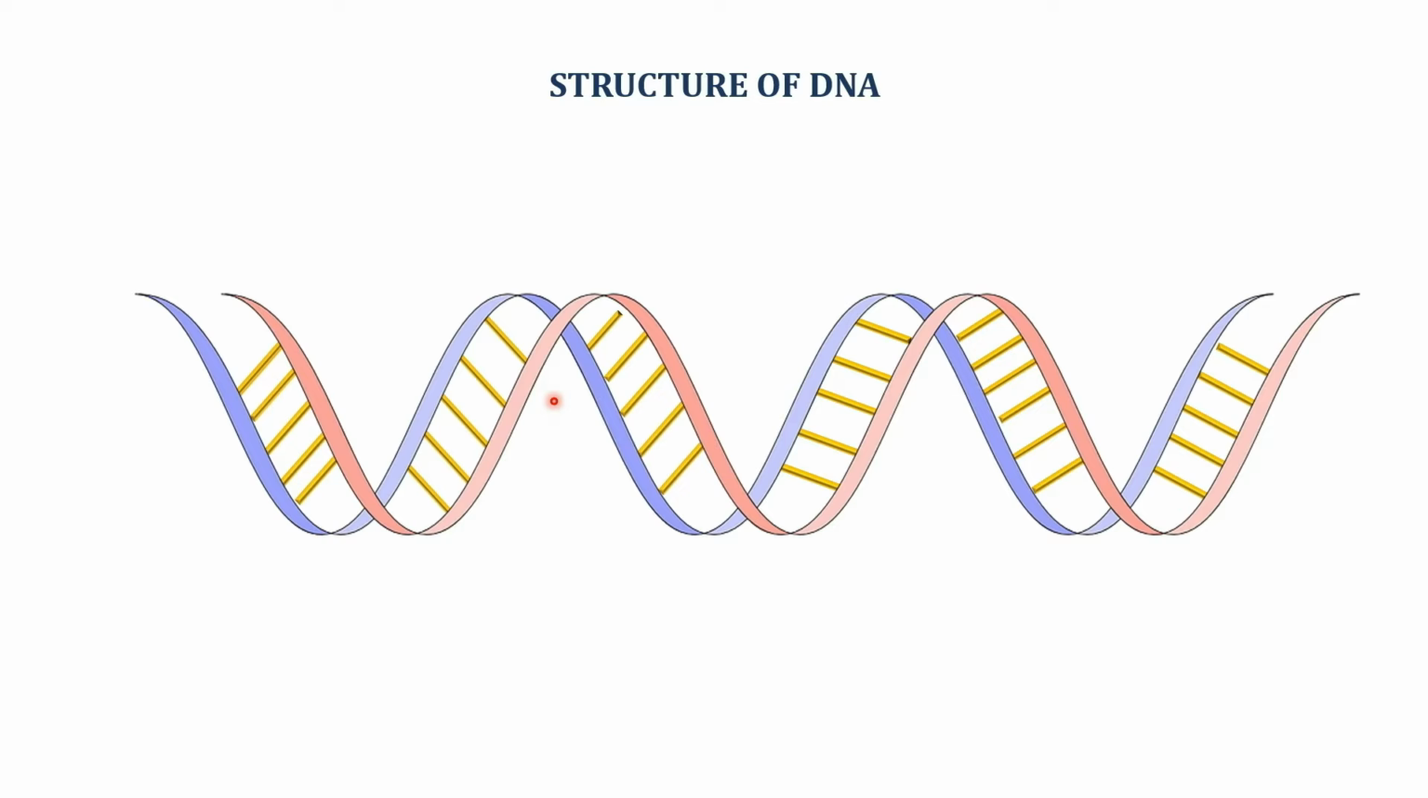Before we actually talk about DNA replication, we should revise a little bit about DNA structure. So in this figure we can see that DNA is a double-stranded molecule. The two strands of the DNA run in opposite directions, and the two strands are held together by hydrogen bonds. The third important point to keep in mind is that DNA has complementary base pairing.